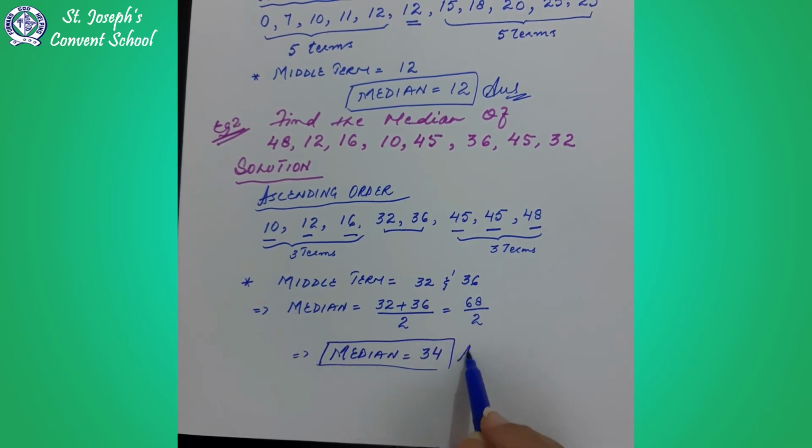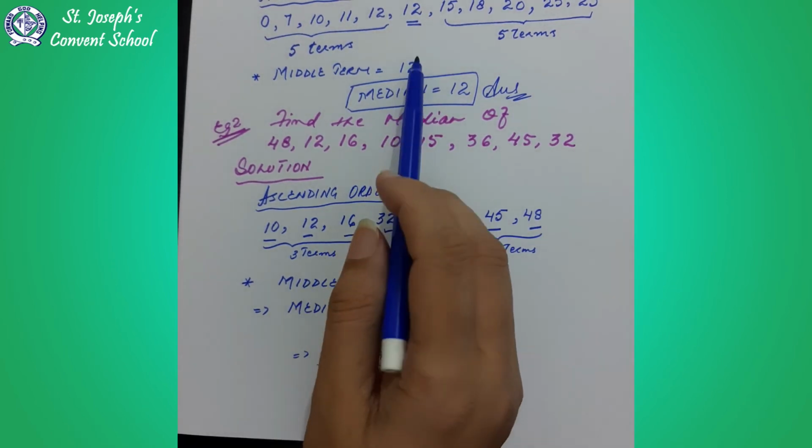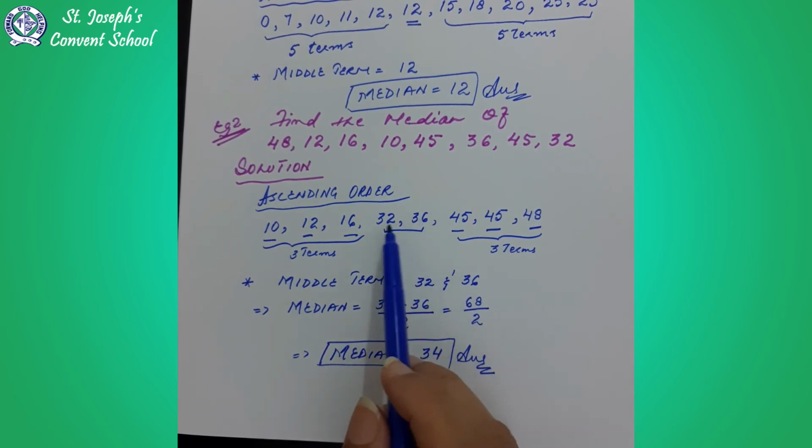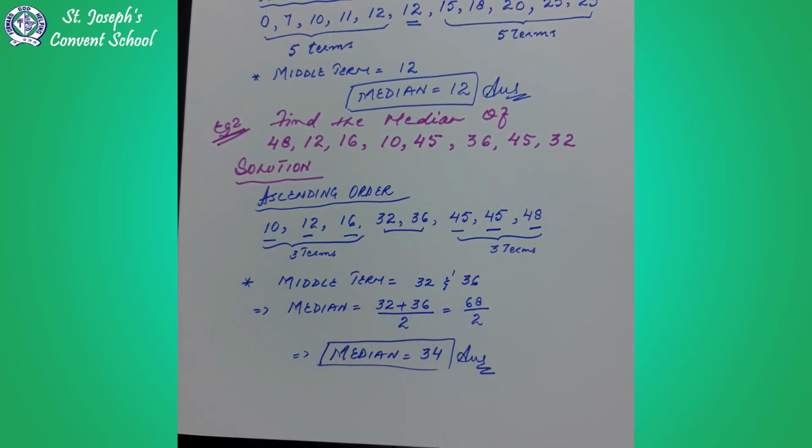So both examples are different. Method is same. Write them in ascending order and divide the data equally on both sides and find the middle value. If there is only one value in the middle, you can directly write the answer. But if there are two values in the middle, you will add them and divide them by 2 because these are two values. So add and divide it by 2, you will get the median answer. Very simple, it is not difficult, you can easily solve this.